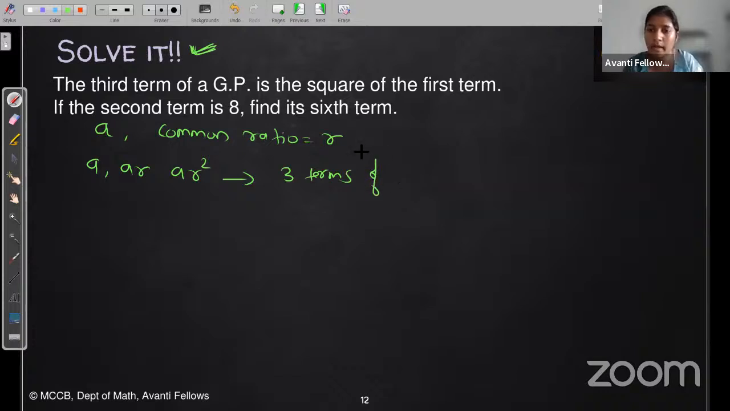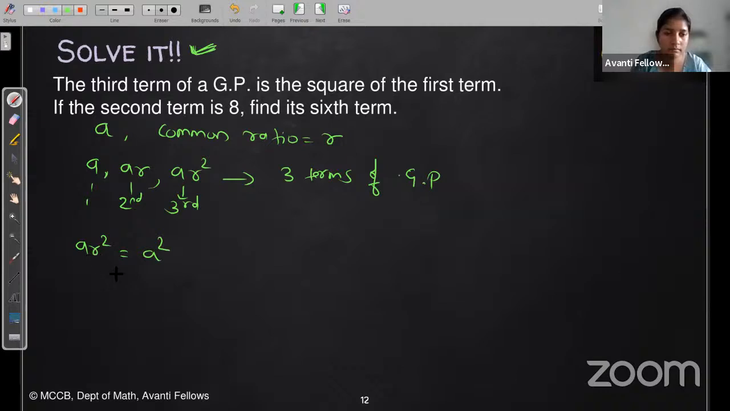Very good, Badari. It's the right answer. Very good. 3 terms of GP, right? Correct. Now these are 3 terms of GP. According to the given condition, what actually do we have? We have the third term of GP is the square of the first term. What is the third term? This is the third term, this is the second term, this is first. So AR square is equal to the square of the first term, A square, right? So A is equal to R square.